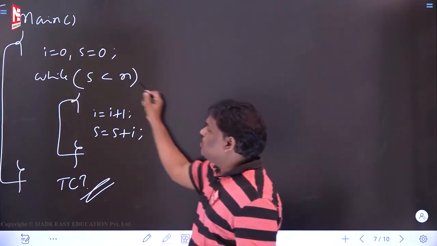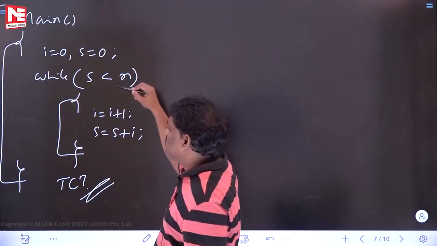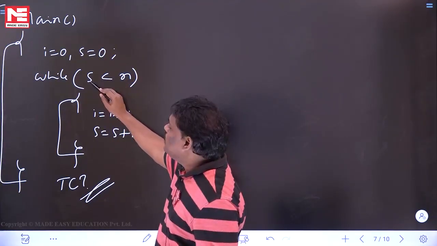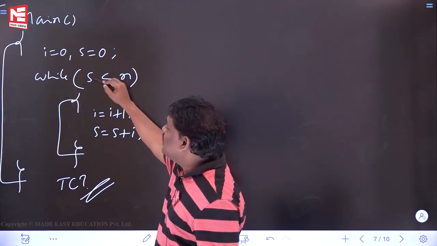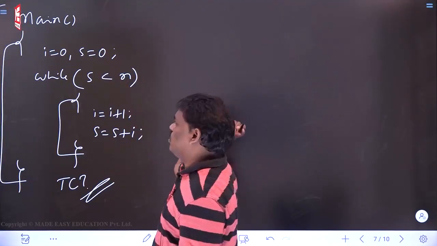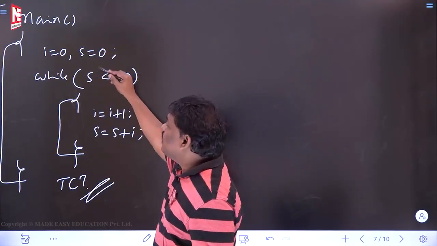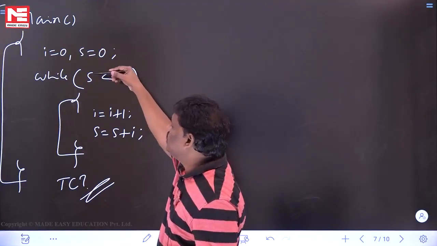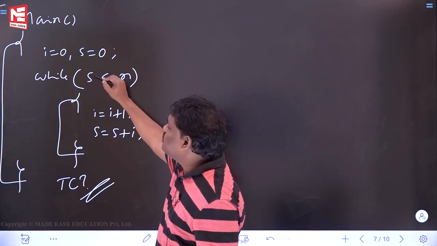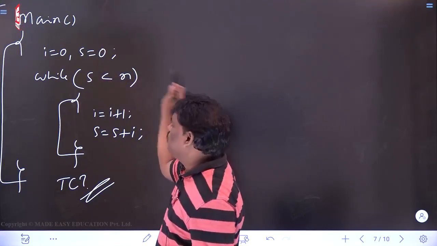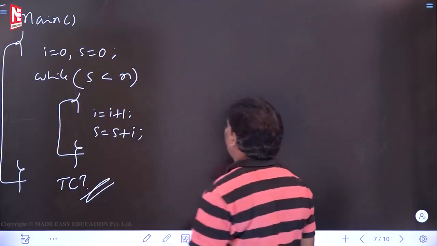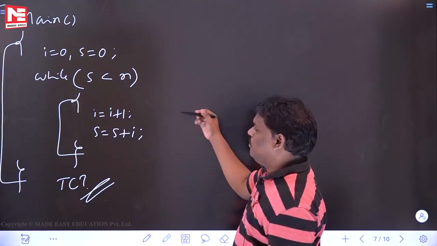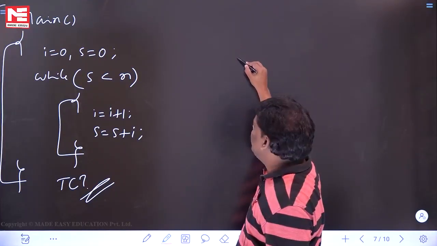Can you help me now? In the loop, what condition are they checking? S less than N. If S and N are both equal, then you have to stop. S value is initially 0 and it is increasing. At some point S value becomes N, and you have to stop. Can you help me with one small line now? What is the initial S value? 0.